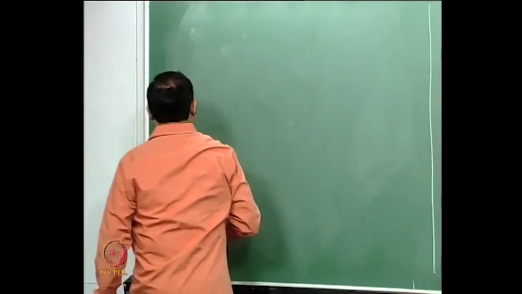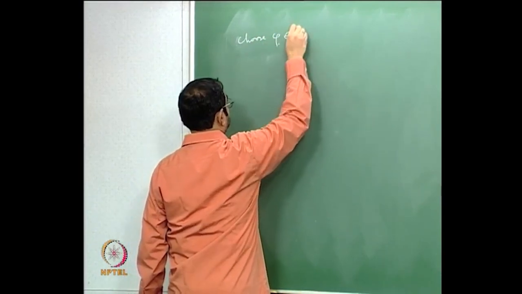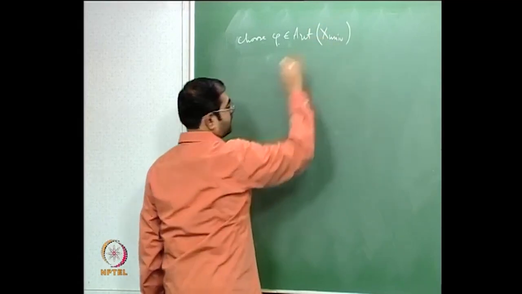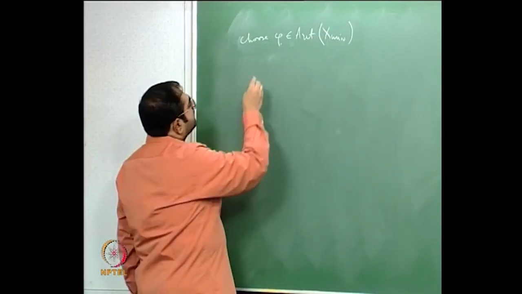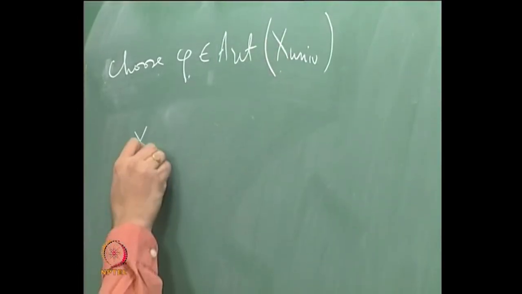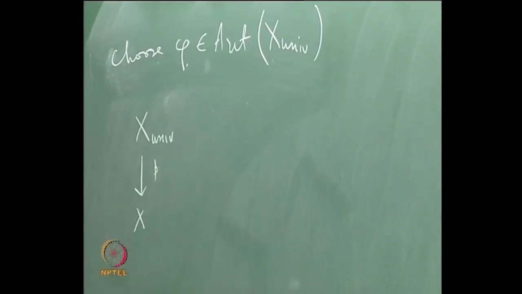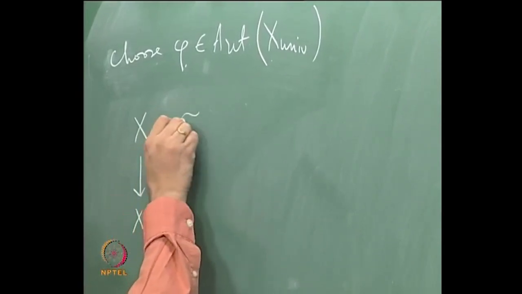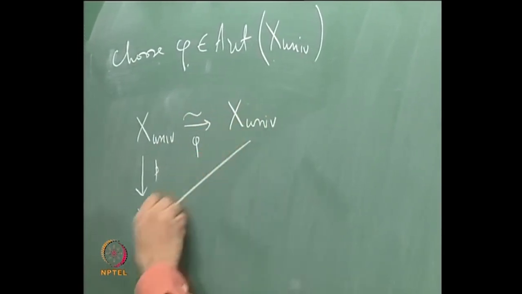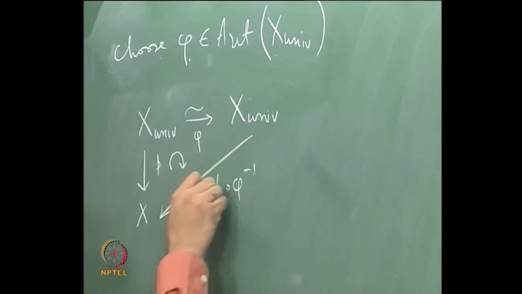So what I am going to do is the following: choose a phi which is an automorphism of the universal covering. Then you see X univ to X by p, this is a covering. All right, then I will put this phi here, and I will consider this map which is a composition. First apply phi inverse, then apply p.